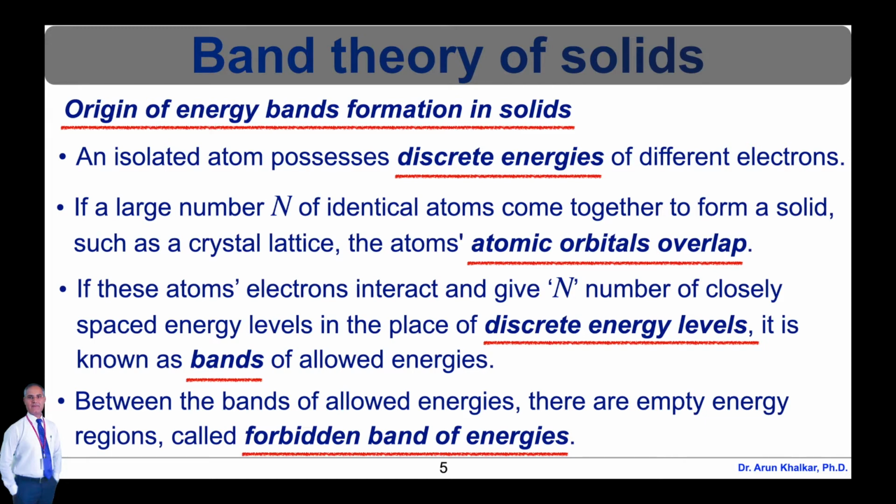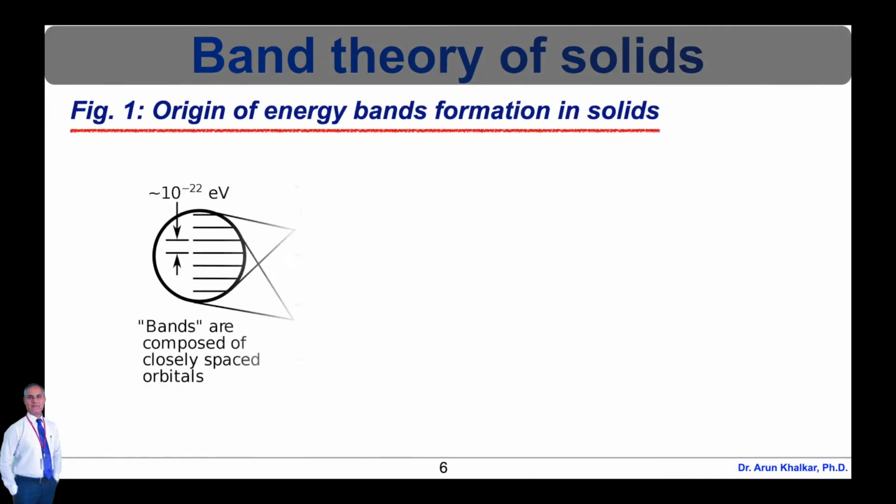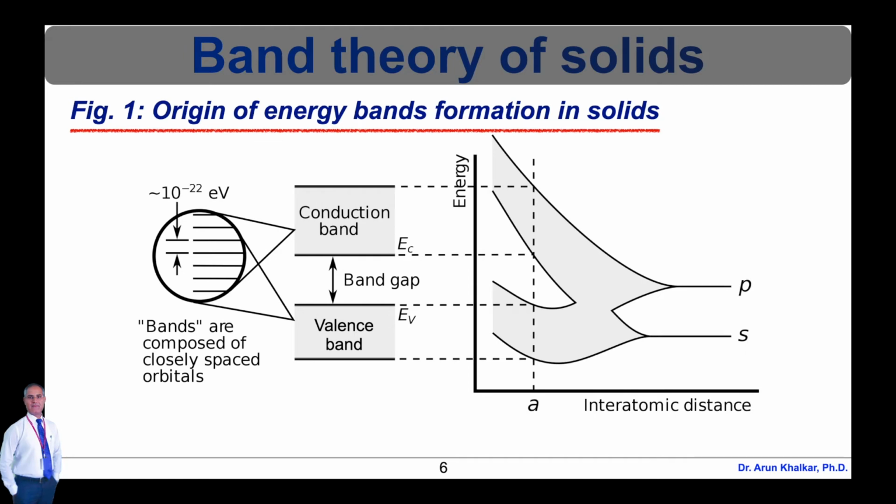Kronig-Penney model supports the existence of these bands of energies, that is, allowed bands and forbidden bands. The mathematical solution of Schrodinger's wave equation is very tedious, but it provides a clue in understanding the origin of energy bands. Figure number 1 shows the origin of energy band formation in solids, showing how electronic band structure comes about by the hypothetical example of a large number of carbon atoms being brought together to form a diamond crystal.